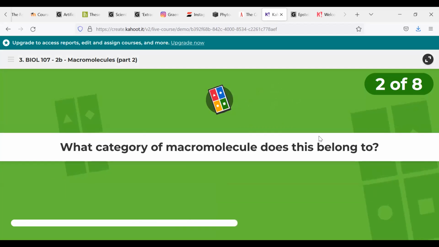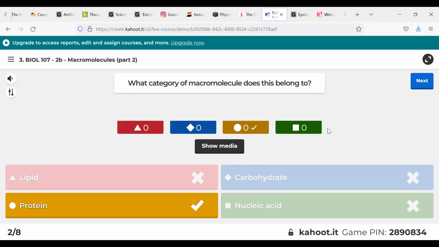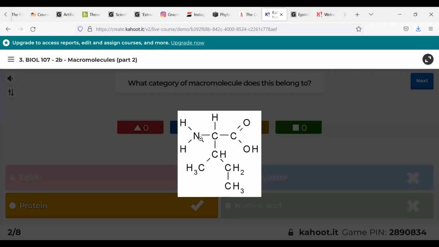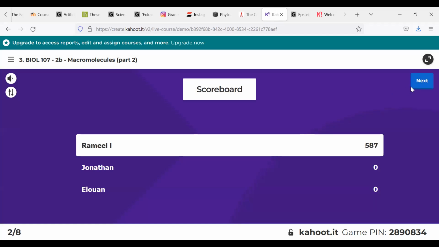Question 2, which category of macromolecule does this belong to? All right, timed out again. This is actually an amino acid. Take a look. There's the amino group. There is the acid group. And so that makes this one basically part of the protein category.